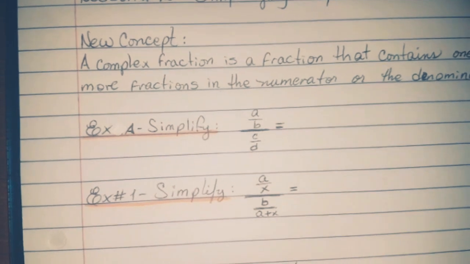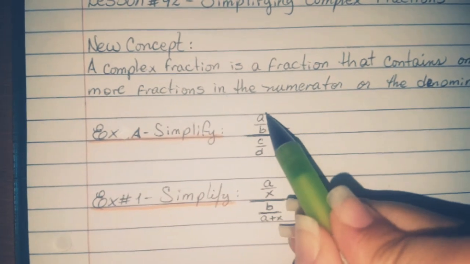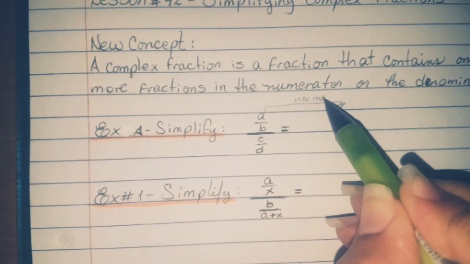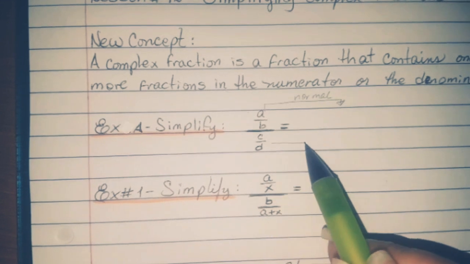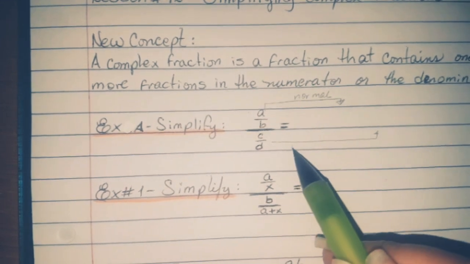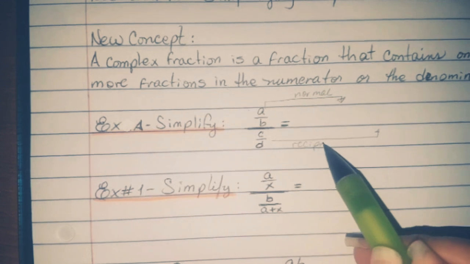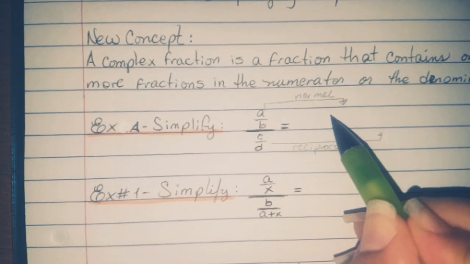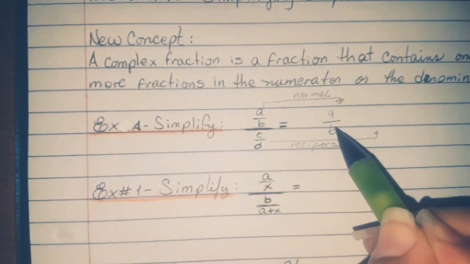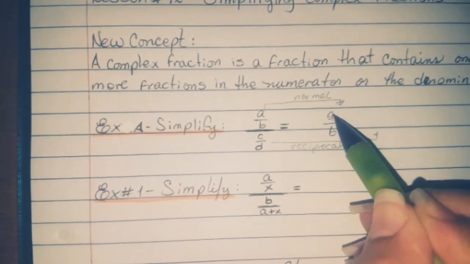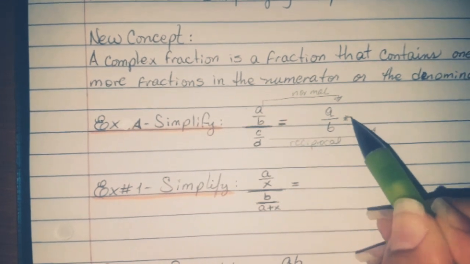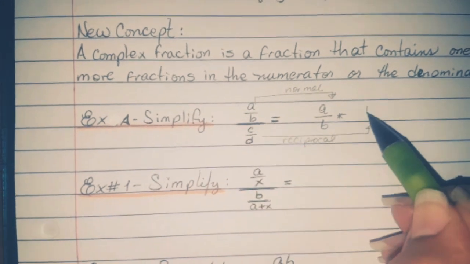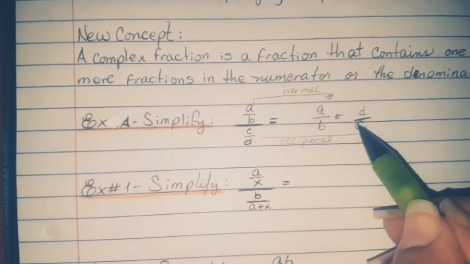Now, the procedure is as follows. The first fraction, I'm going to write it normally. And the second fraction, I'm going to perform a reciprocal. So A over B equals A over B. Then times the second one in reciprocal. The reciprocal of C over D is D over C.